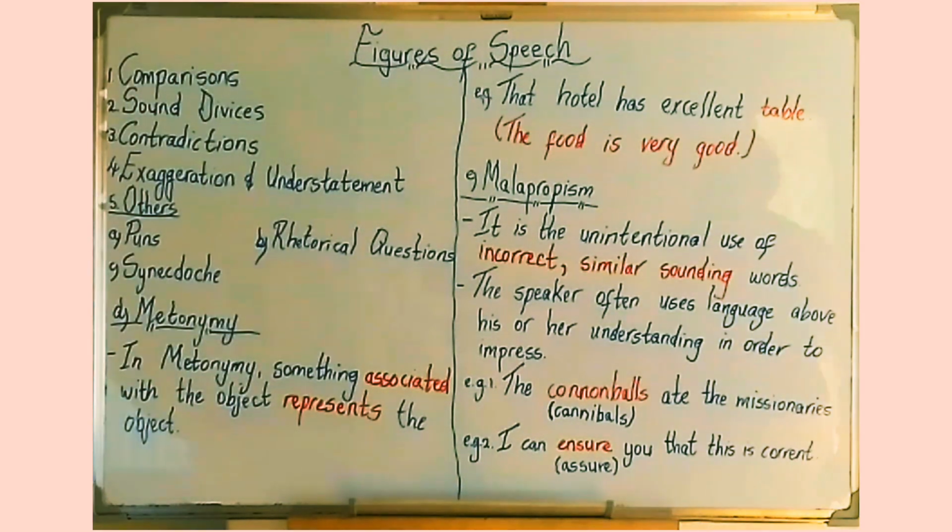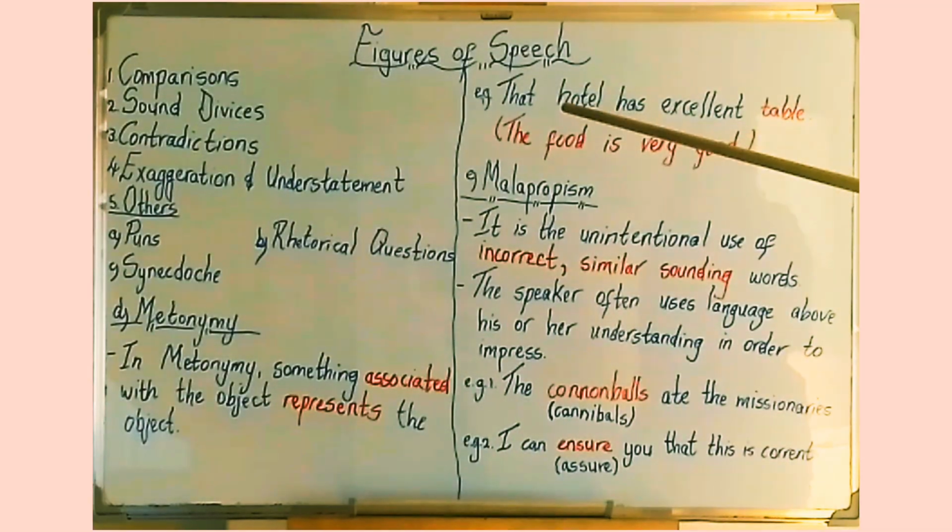So basically what we mean is there are 2 objects, and these 2 objects are associated to each other. So instead of using the one object, we use the other because it is associated with the other. So let's look at the example so that we can understand this clearly.